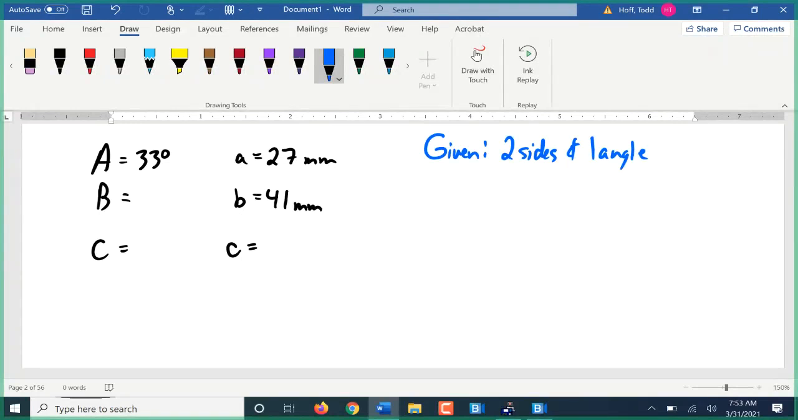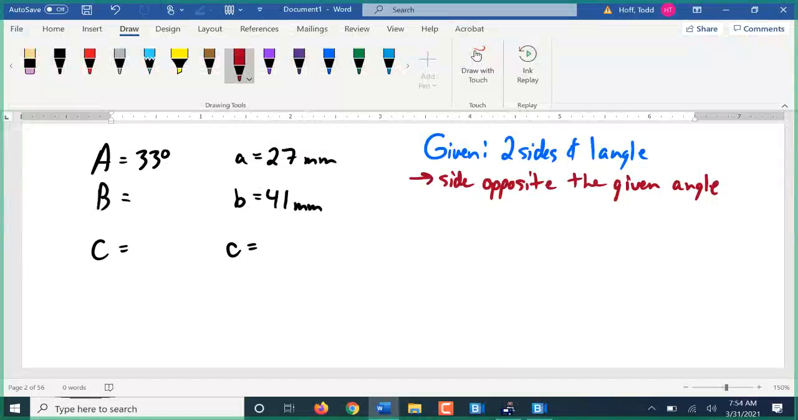Given two sides and an angle. When we are given two sides and an angle, what should we check for? Does anybody remember? Side opposite the given angle. What are we looking for in that side? 27 is the side opposite the given angle, 33. Shorter of the two sides, right?